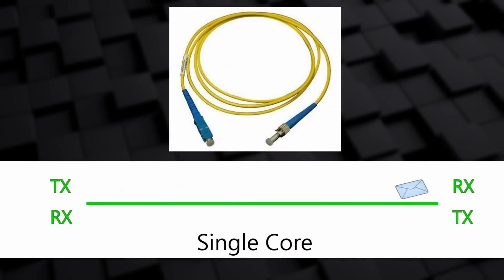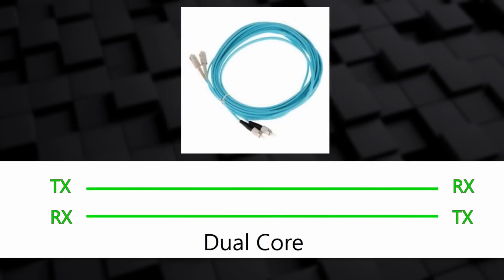There are 2 different ways that fibre can be used. First, you can use single core only. This operates in half duplex mode, as it can't send and receive at the same time. The other option is dual core. This is full duplex, as one core is dedicated to sending and one is dedicated to receiving.